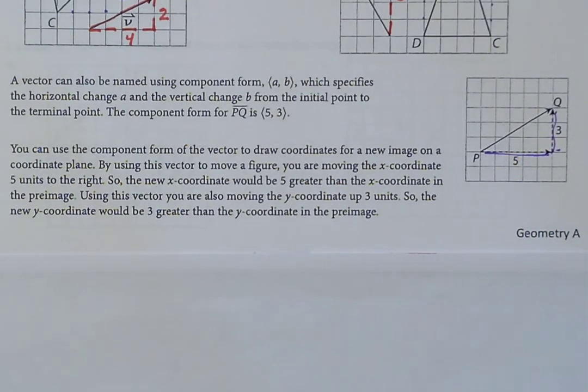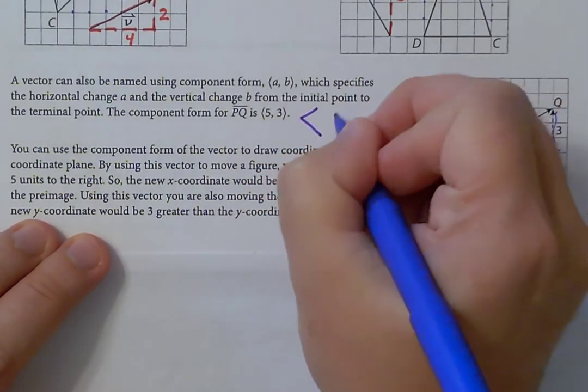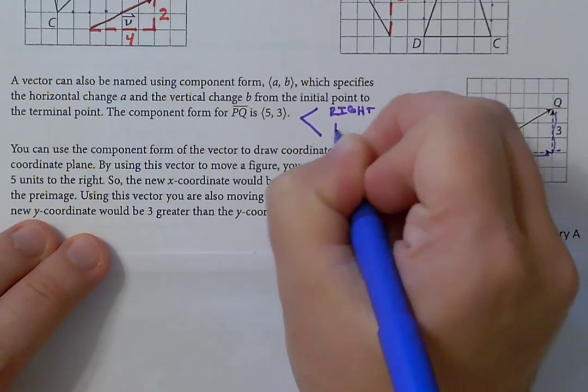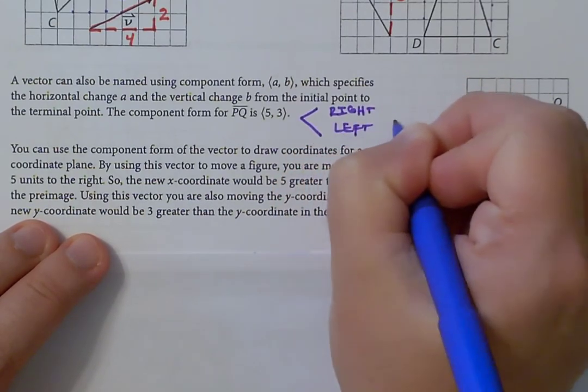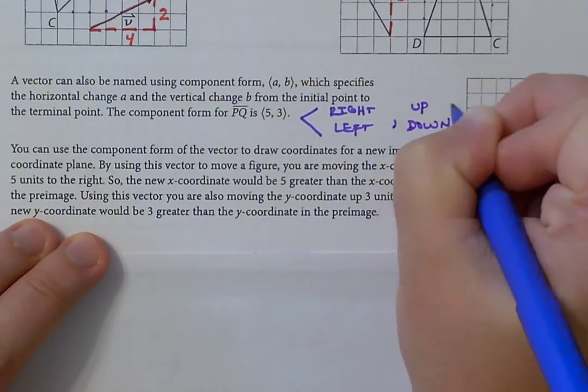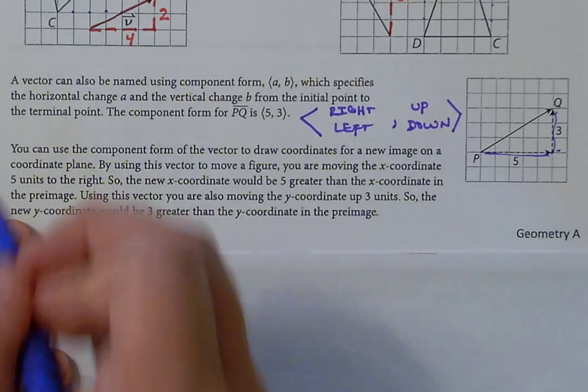So when you are thinking about writing a vector in component form, know that it is going to be right or left, comma, up or down. The number just comes from how much you move it right or left, and then up or down.